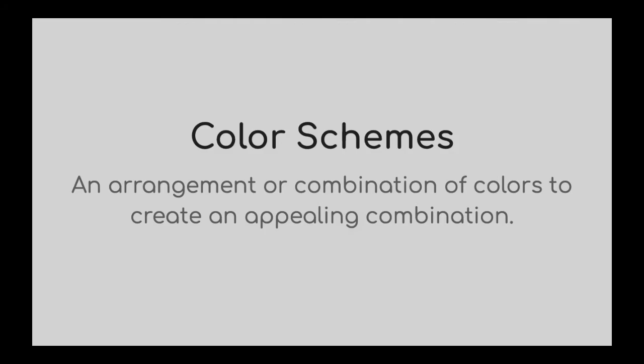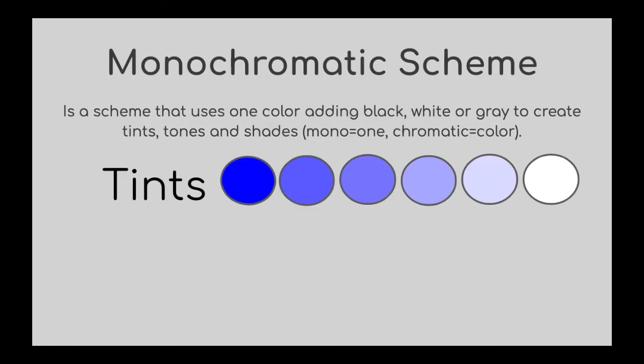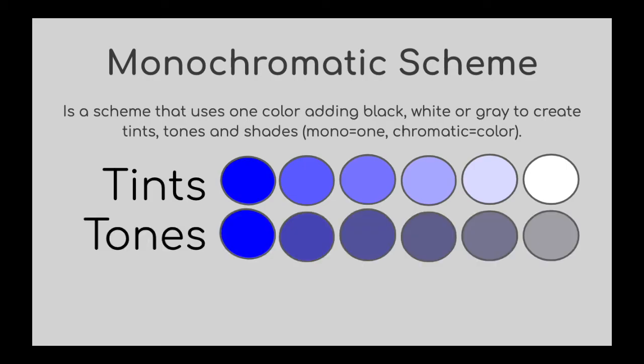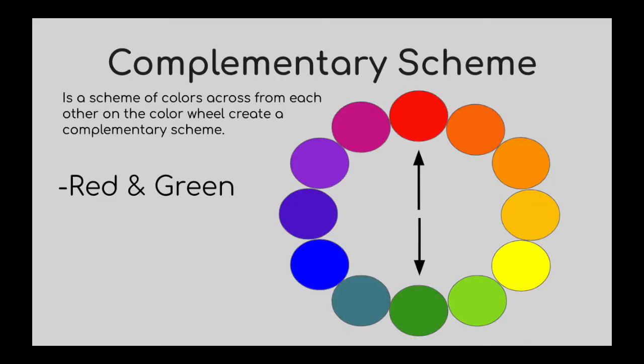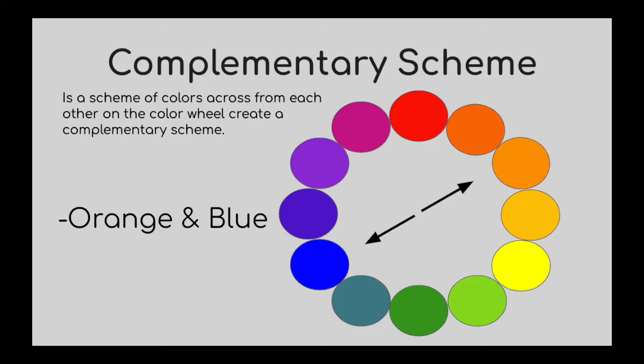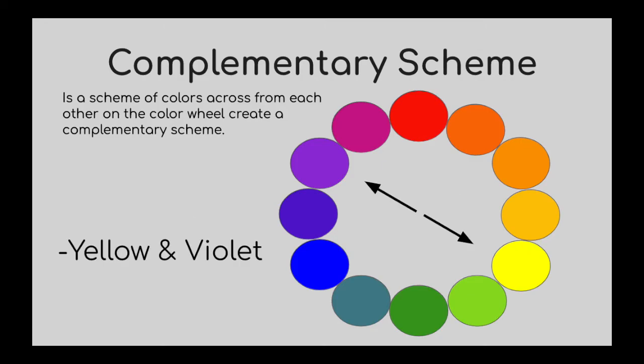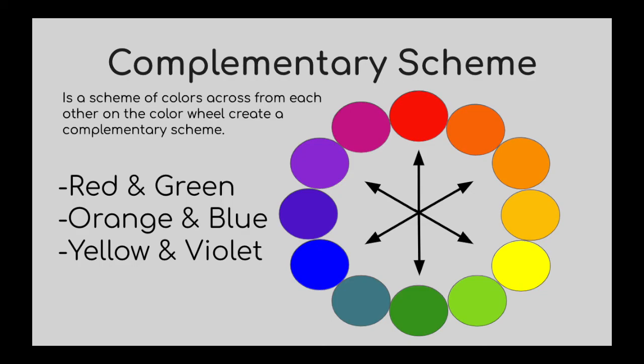The last thing we are going to cover in this video is color schemes. There are many different types of color schemes. We are just going to look at a few of the most popular ones. The first color scheme we're going to look at is a monochromatic color scheme. This scheme uses only one hue or color and adds black, white, or gray to create its tints, shades, and tones. The next scheme is a complementary color scheme. Complementary colors are located across the color wheel from each other.